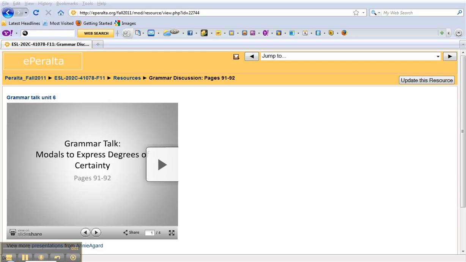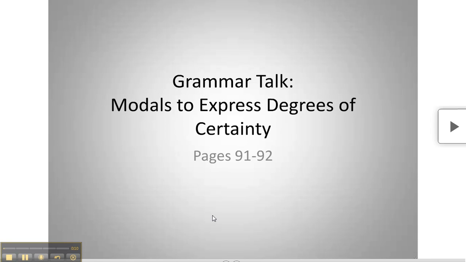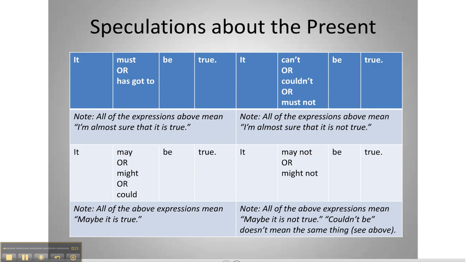Okay, here I'm going to talk about the grammar presentation, which is on pages 91 and 92 of your book. This is all about speculations, which means guesses. This is speculations about the present, guesses about things happening now.